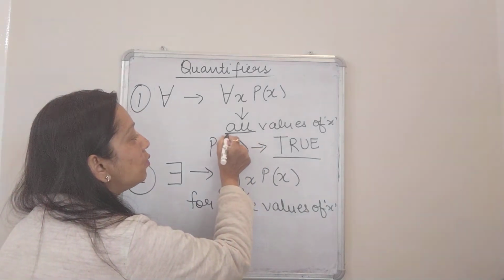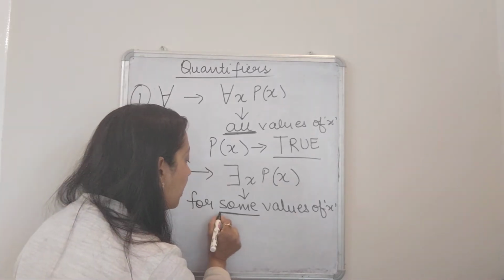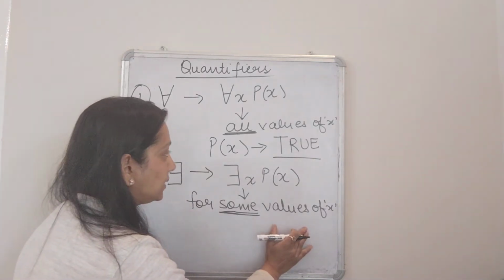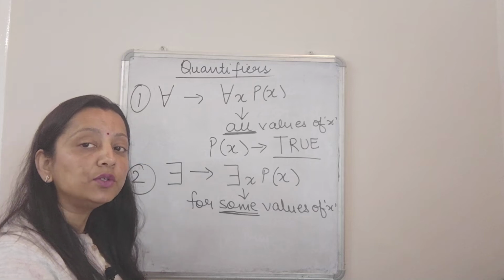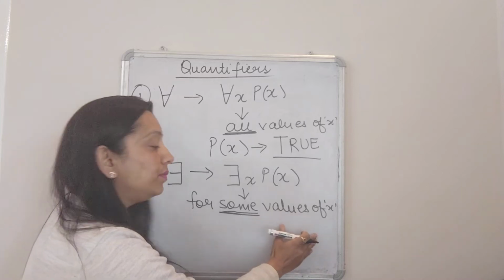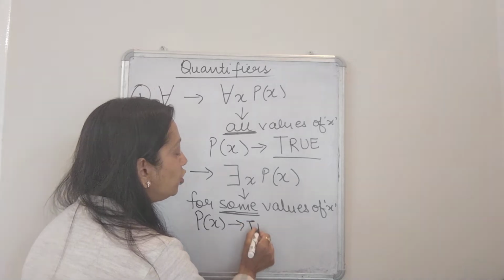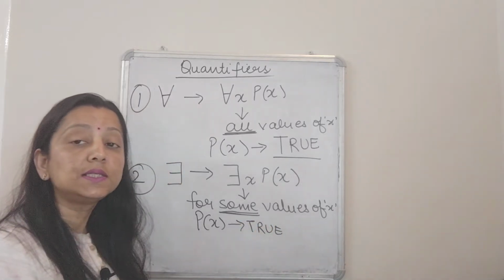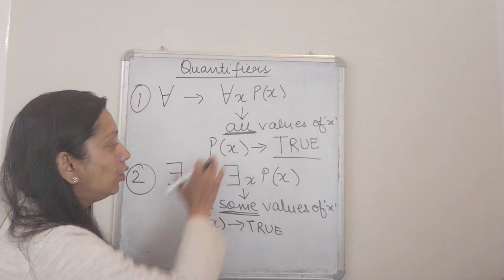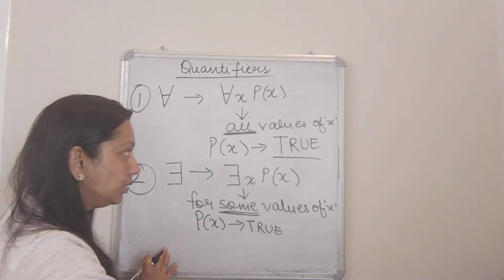Now please note the difference here. In the case of the universal quantifier, I am saying all values, and in the case of the existential quantifier, I am saying some values. So for some values of x from the domain of x, if p of x is true, then I can say that p of x is a proposition. I hope by now you can clearly identify the difference between the universal quantifier and the existential quantifier.